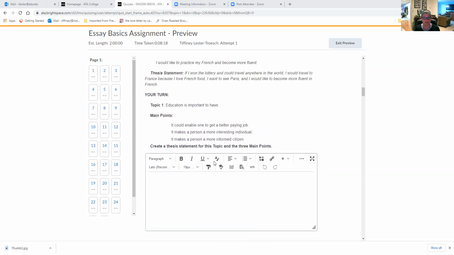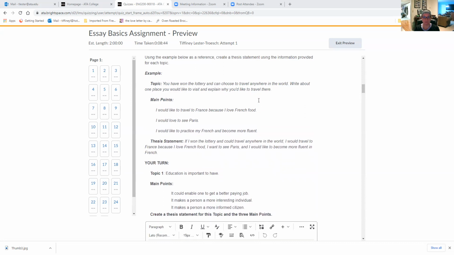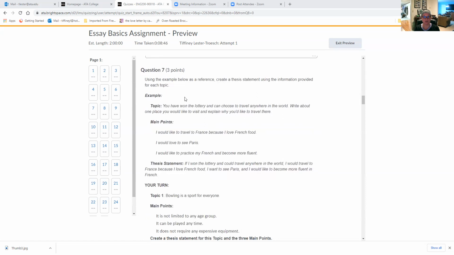The first here in number 6, now it says your turn. Topic 1, education is important to have. Here's your 3 main points. It could enable one to get a better paying job. It makes a person a more interesting individual. It makes a person a more informed citizen. Here in the box, you are going to create a thesis statement out of this information, just like the example showed you. Okay? And then you're going to do the same thing here in question 7.